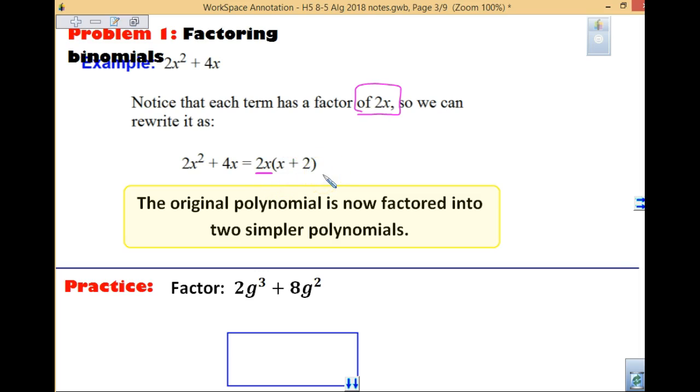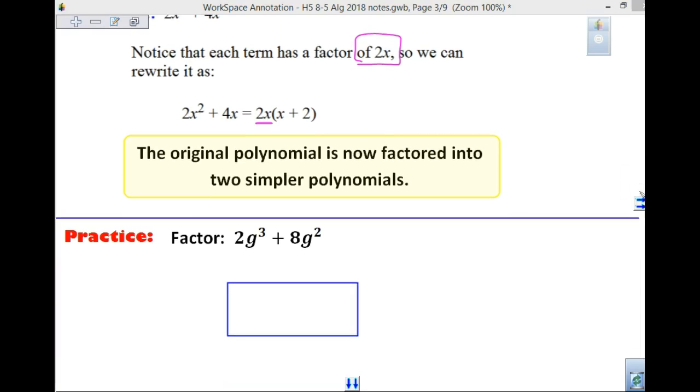So just in case you did that. So let's take a look at this one. We're going to factor. You know how to do this. Please do this one right now.